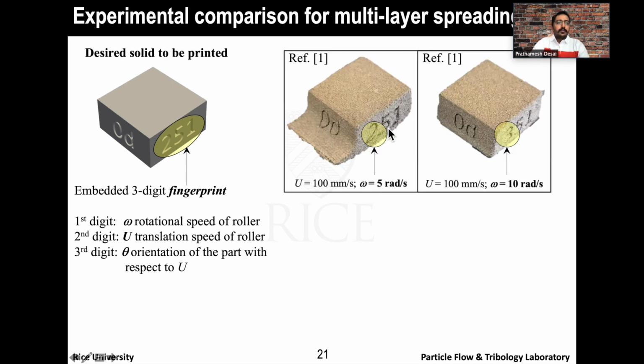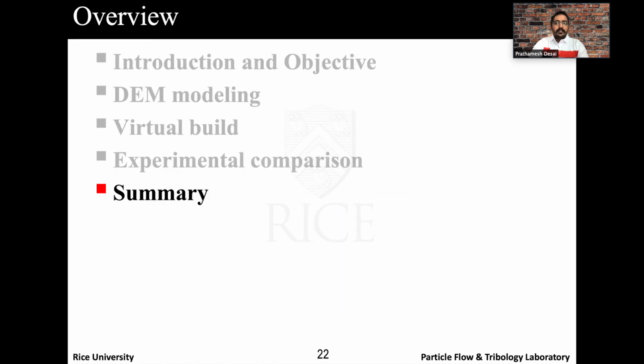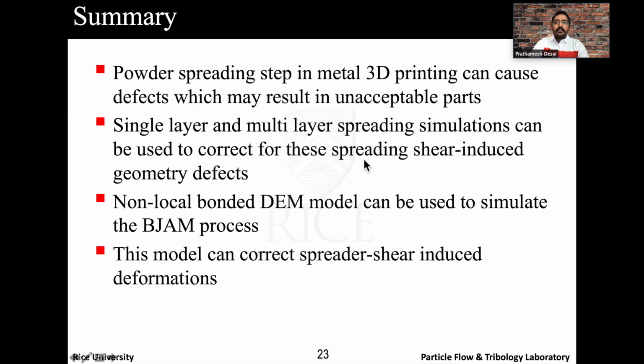So if you remember from the start, these were the two cuboids we had among many other cuboids, where we could see shear induced deformation on the left for a certain rotation speed. In this case, it's 5 radians per second, or around 50 revolutions per minute. And once you increase that speed to around 10 radians per second, this shear induced deformation goes away. We were able to see something similar in our modeling framework, where on the left you see this shear induced deformation on the left part, and it goes away as the rotation speed increases from 5 to 10 radians per second.